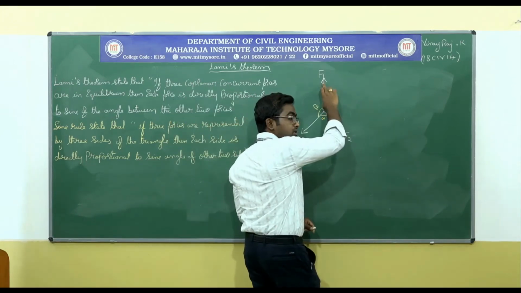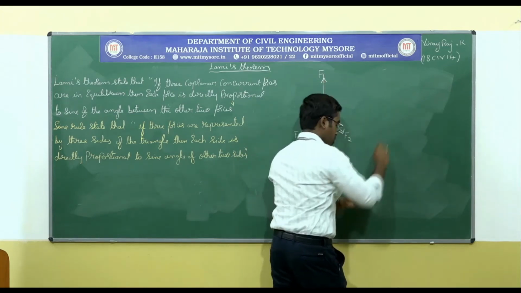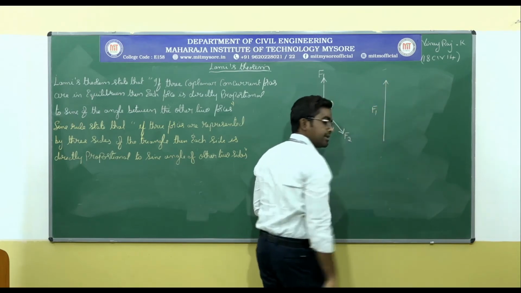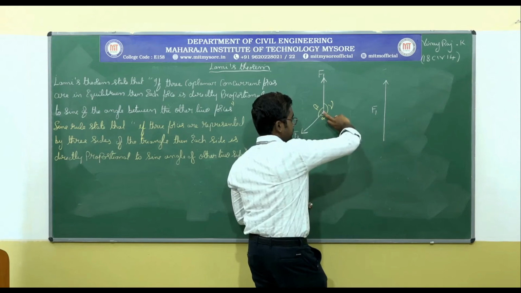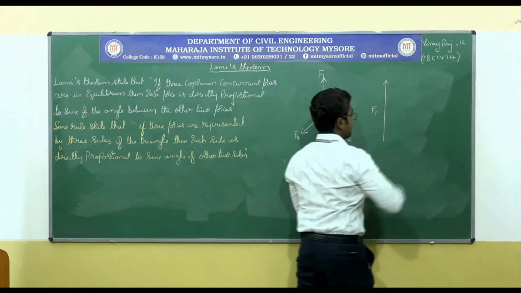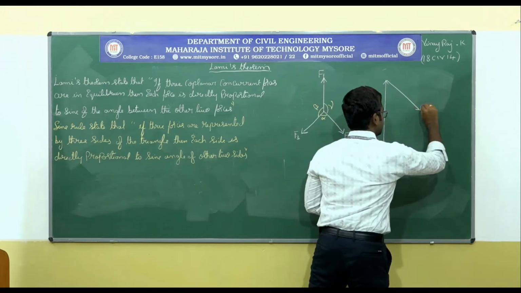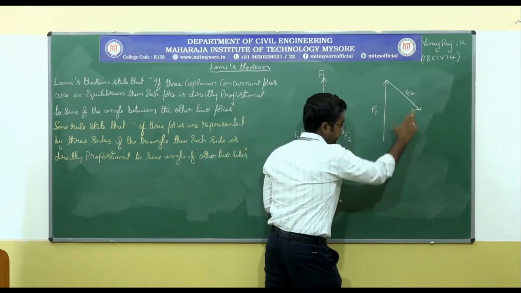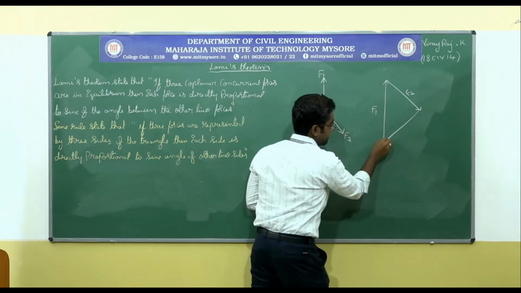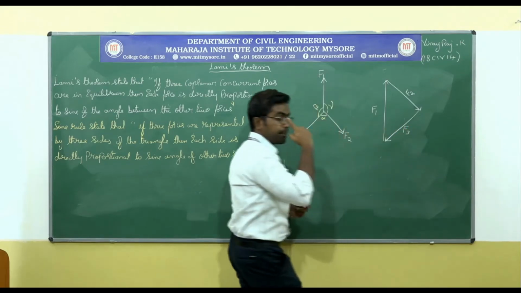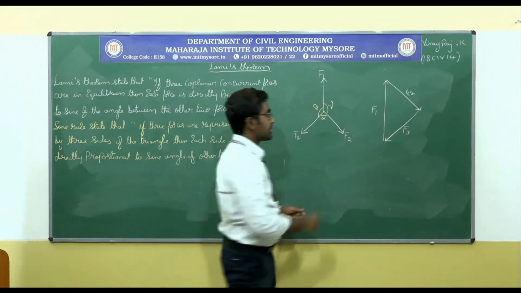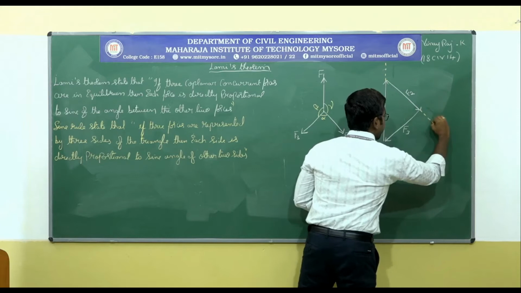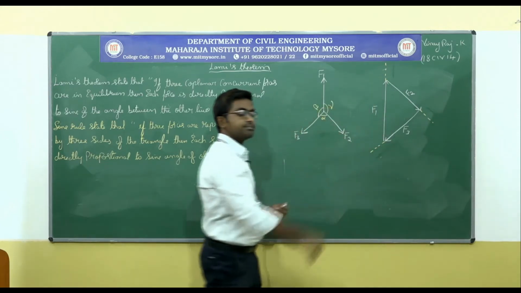So this is the first force. I am going to draw the first force here, and this is F1. Next, this is F2. I am going to draw this F2 here. And this is F3. I am going to draw this F3 here. So the three forces represent the three sides of the triangle, and this is the line of action of F1, line of action of F2, line of action of F3.